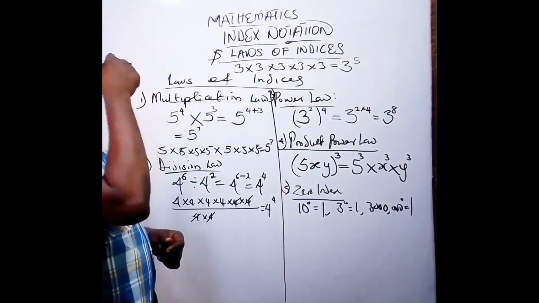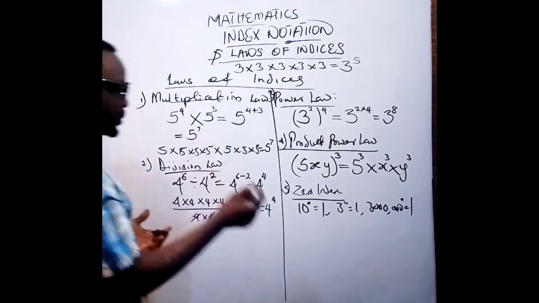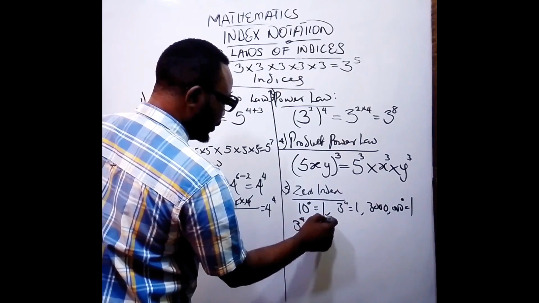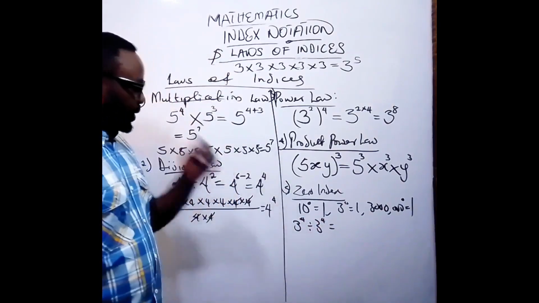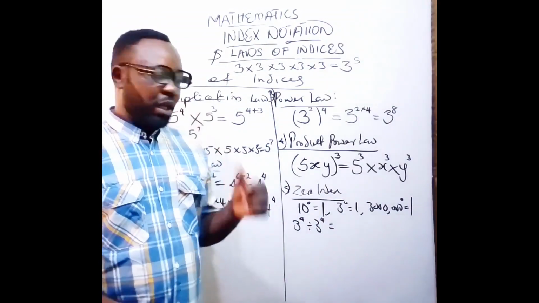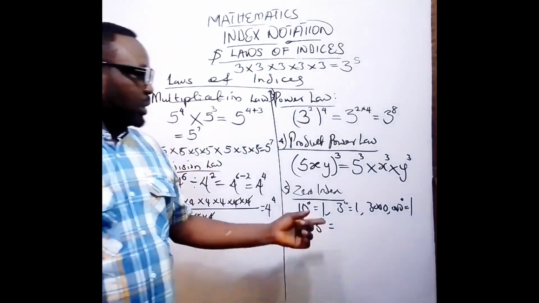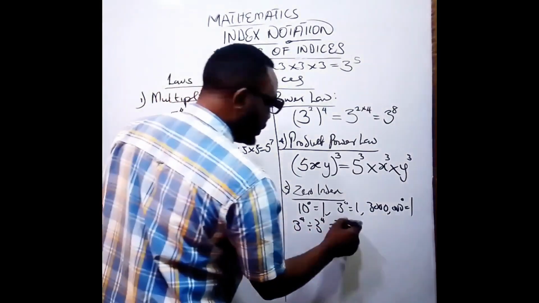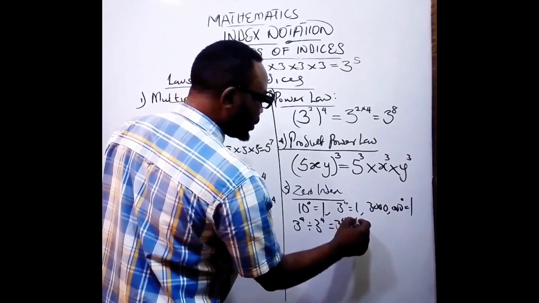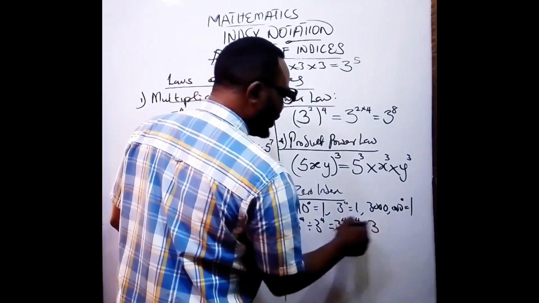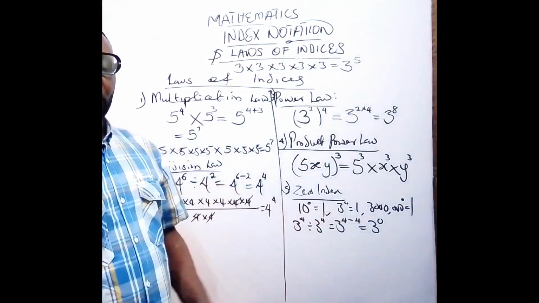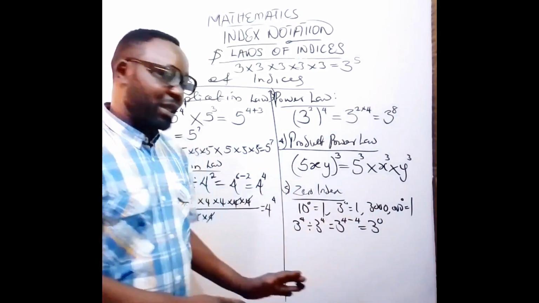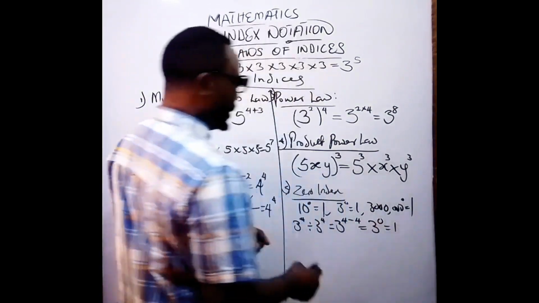For instance, if I have 3 raised to the power of 4 divided by 3 raised to the power of 4, ordinarily, according to the division law I gave you the other time, you are going to subtract the powers from one another because they are of the same value. So it's going to become 3 raised to the power of 4 minus 4, which is 3 raised to the power of 0. And that will be equal to what? That will be equal to 1, according to what I just said. I want to prove it for you. It's equal to 1. Now, let me prove it.